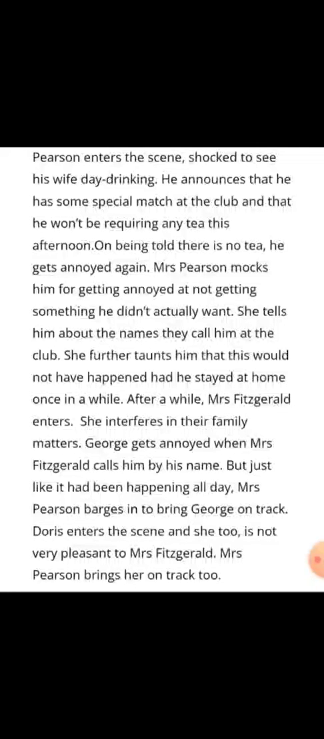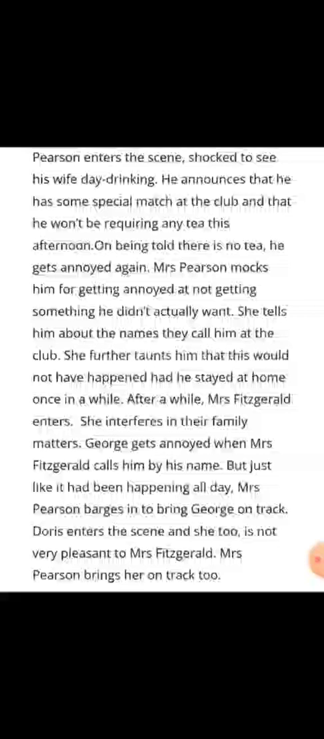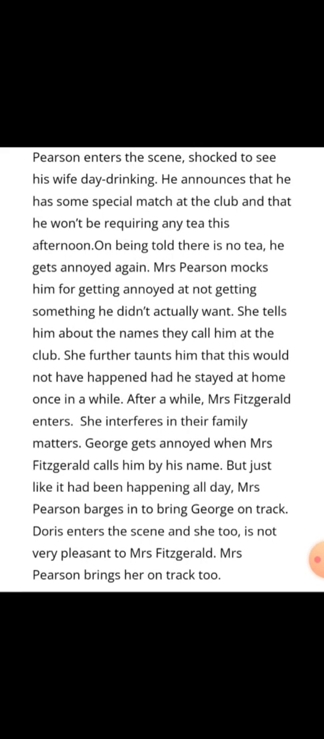Listening to all this, Mrs. Pearson commented and exposed the truth that in the club, whoever is there, they never respect George. They do mimicry, and they even make some funny names for him. So it is useless to go to the club. Better to be in the house only. Why? Because spending time with family members is better than being in the club where George doesn't get any respect.